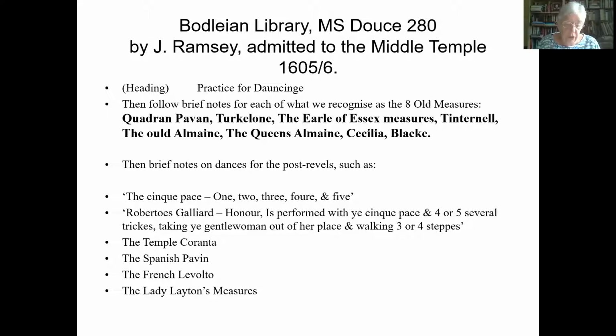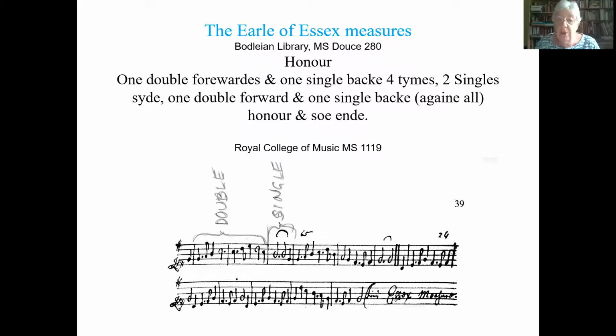The post-revels could also include a play or a masque, such as Shakespeare's The Comedy of Errors at Gray's Inn in 1594 and Twelfth Night in 1602. The 5th of the 8 measures was the Earl of Essex measure, and I'm going to show you a short bit of video which shows how it was danced in a column, and the short pattern of steps that fit the phrases of the music very closely.